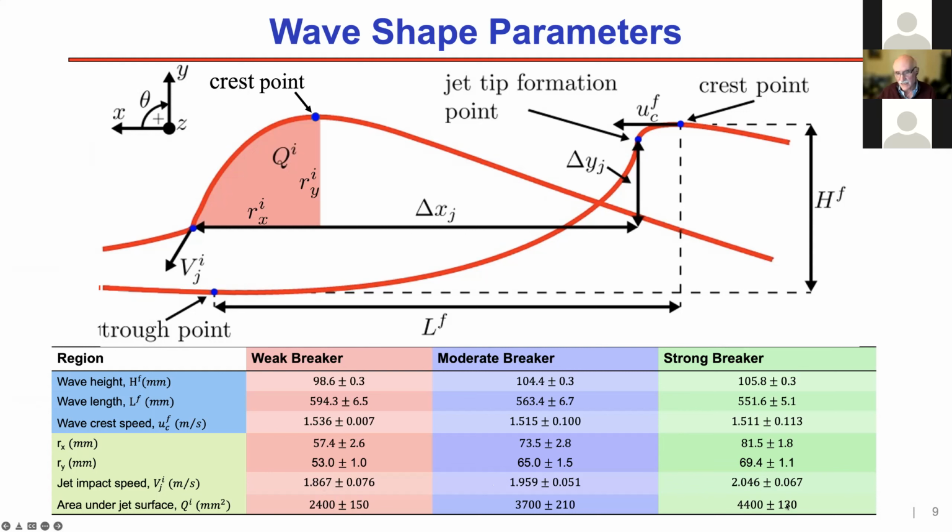It's from 1.87 to 2.05. But if you look at Rx and Ry, these distances here, you'll see that they vary substantially from 57 to 81 and from 53 to 69. And if you calculate the area Qi, it increases by almost a factor of 2. So even though the three waves are very similar, there is a difference. And this difference is what creates, first of all, an impression that what we call the strong wave appears to look stronger, the turbulence looks stronger, and we're trying to measure that.